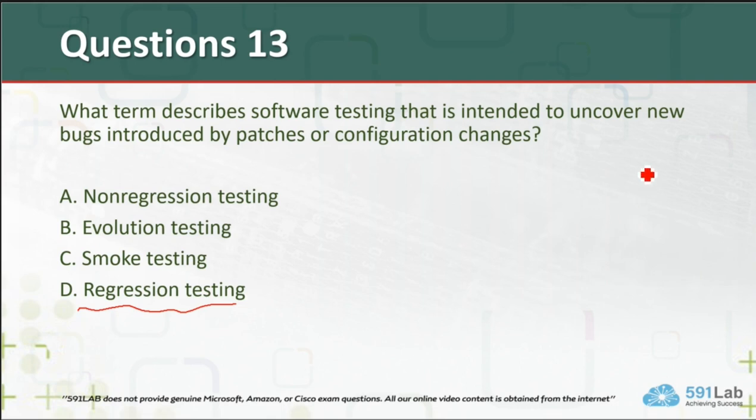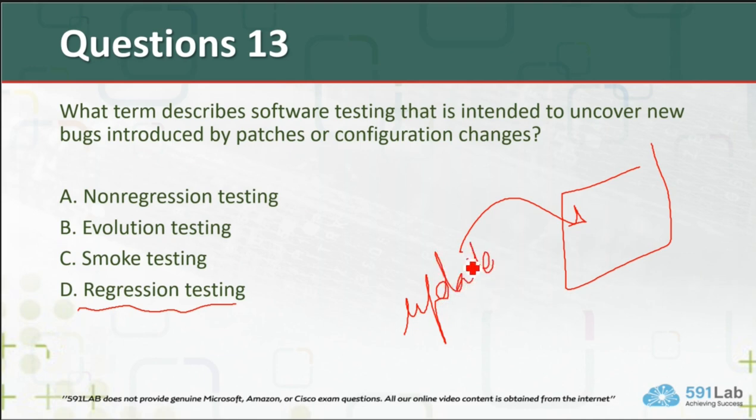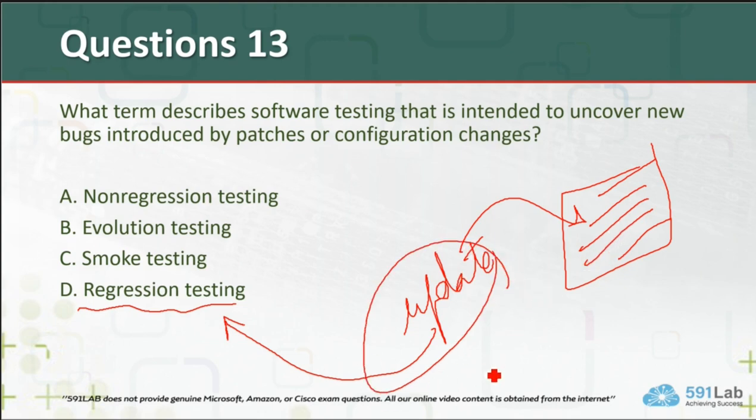Let's say, for example, you have a software. Software is working fine. And then you have made an update to this software. After the update, you have to do some kind of regression testing. What is the regression testing? Making sure that all the functionalities associated with this software have not been changed or affected by the new update that we have applied. And this is the regression test.